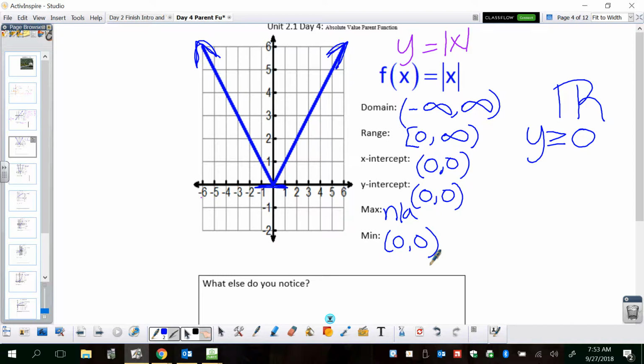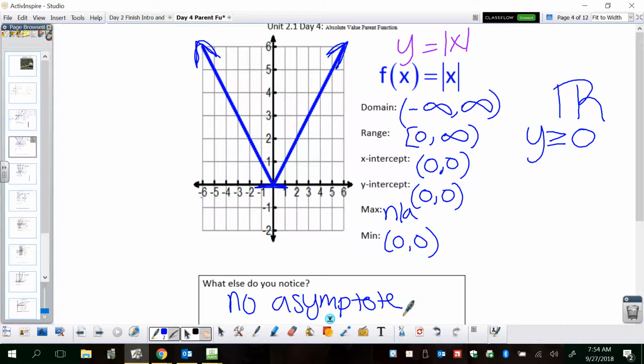Does this graph have an asymptote? No. No asymptote. How would it be an asymptote? So we'll get to a couple that have asymptotes, and then you'll understand what I mean. Any questions here?